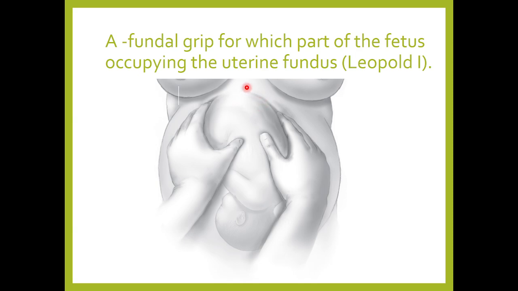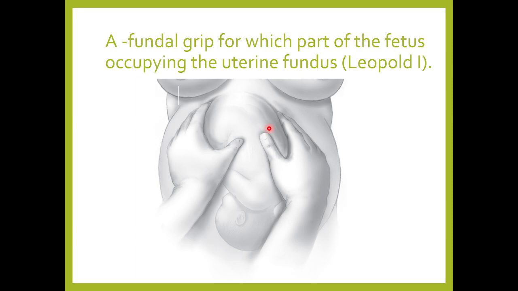The breech is broad, soft, and irregular, and non-ballotable. When we push with this hand, it will not push the other hand. But the head is hard, round, and ballotable. When we push with this hand, it will strike the other hand. Okay, that's how we differentiate breech from cephalic.